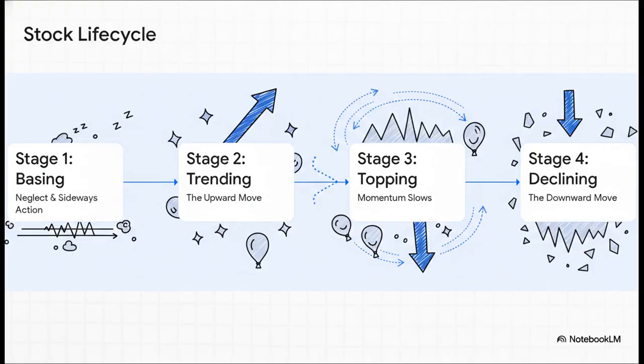A lot of analysts look at stocks as having their own little life cycle with 4 main stages. It starts with stage 1, this quiet, sideways period where not much is happening. Then, hopefully, you get stage 2, the big uptrend. This is where the real money is often made. After that comes stage 3, a topping phase where things start to run out of steam. And finally, stage 4, the decline. The whole goal of technical analysis is to figure out which stage a stock is in right now.